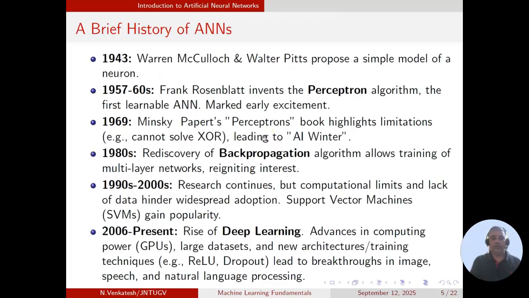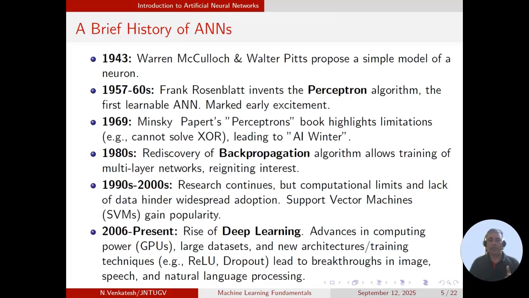So, the brief history of artificial neural networks. Initially in 1943, McCulloch and Pitts proposed a simple model of a neuron which does not have any capability of learning. In the 1950s and 60s, Frank Rosenblatt extended this simple model of a neuron to have the capability of learning functions. That is where they proposed the perceptron algorithm.